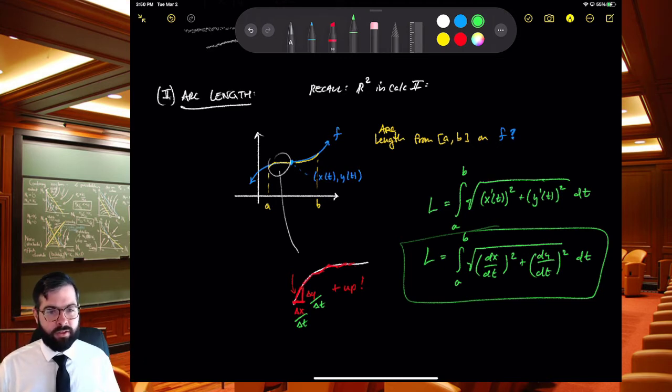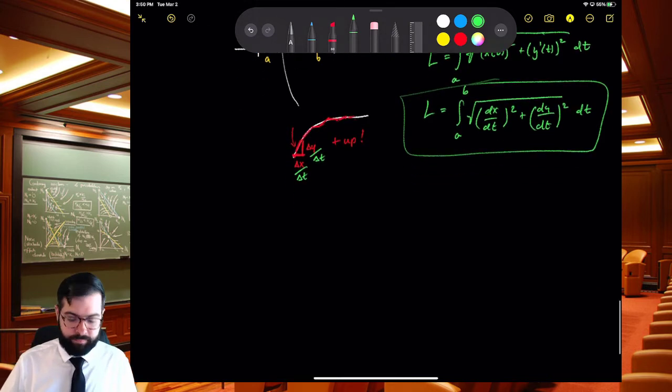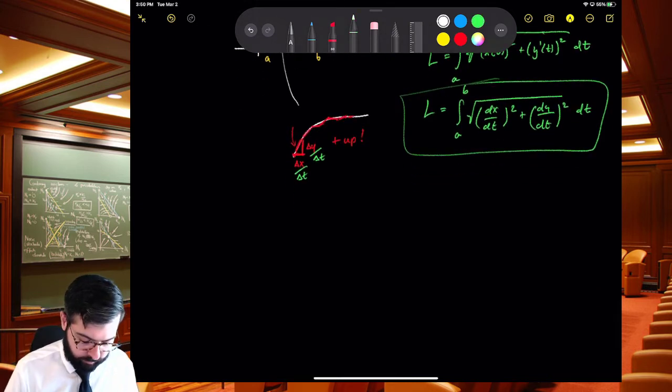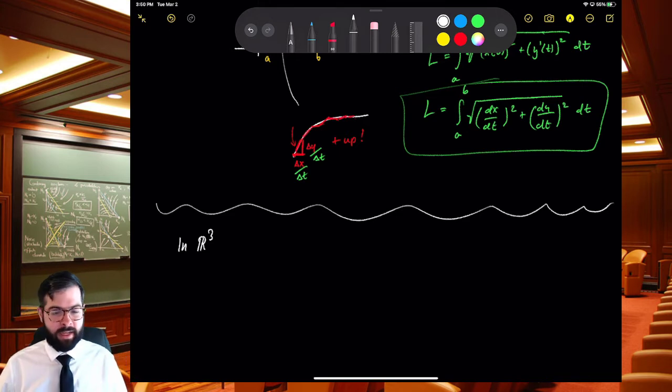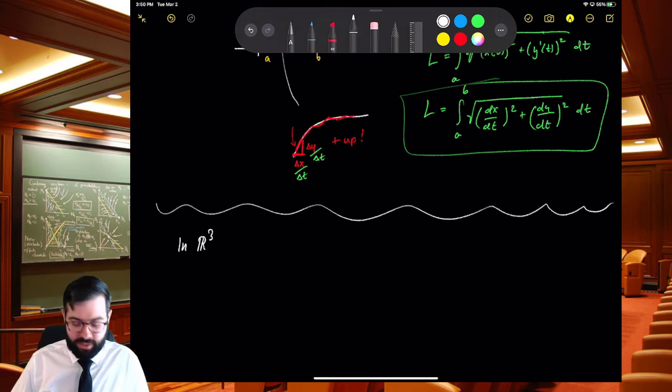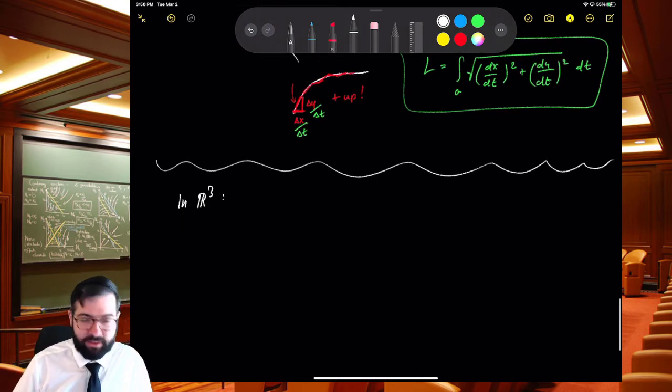How do you think this is going to look in R3? Just going to add a third term under the square root. That's right, you add z. That's all of Calc 3. Just add z and you're done. Welcome to higher level math. Just add z. No, but in some cases it is that simple.